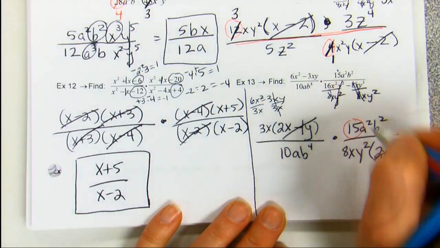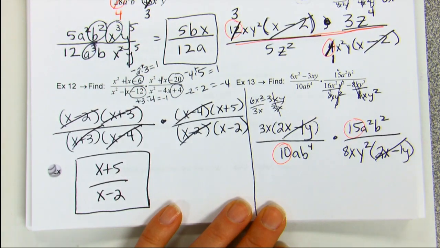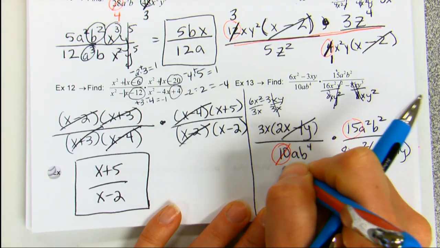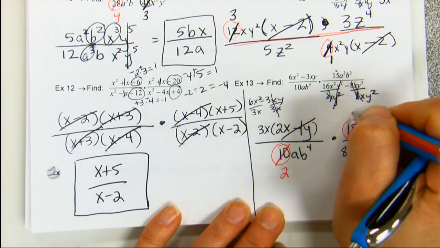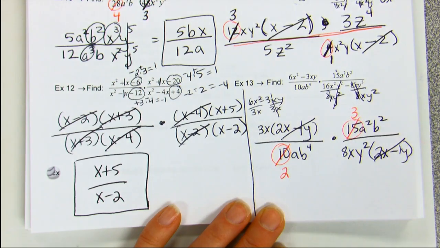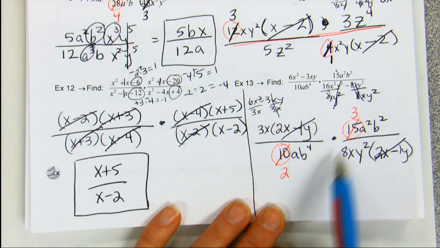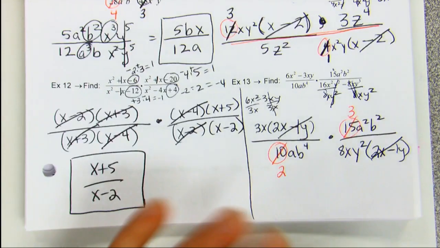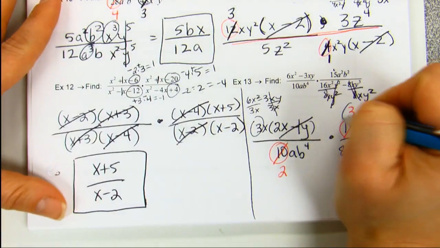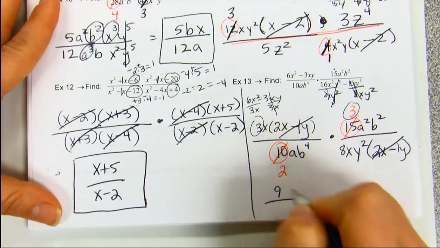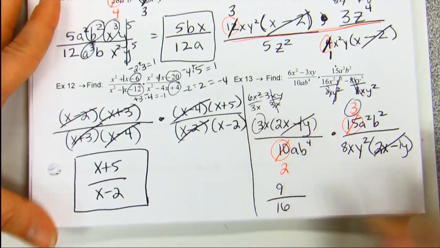So I noticed 15 and 10 can both be divided by 5, so 5 goes into 10 2 times and into 15 3 times. From there, we can't reduce any top to any bottom, right? 3 can't go into 8 or 2. We can't do any of that. So we're just going to multiply the coefficient parts. 3 times 3 is 9, and 2 times 8 is 16.